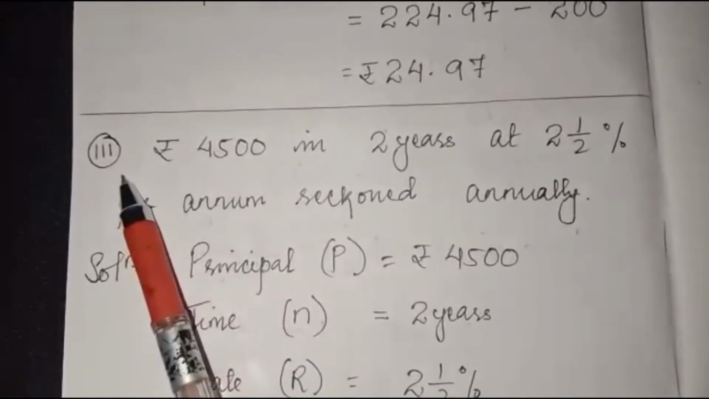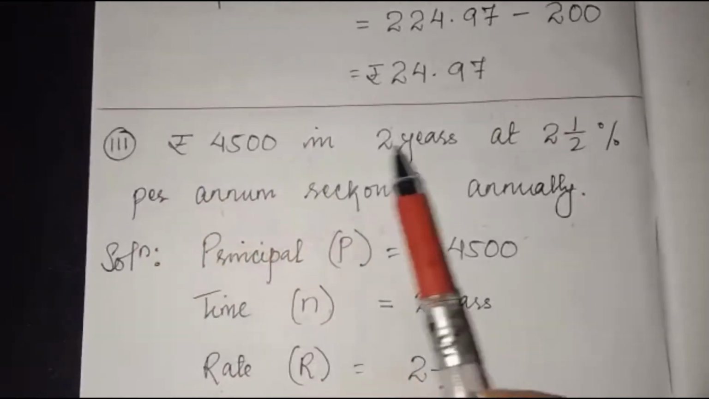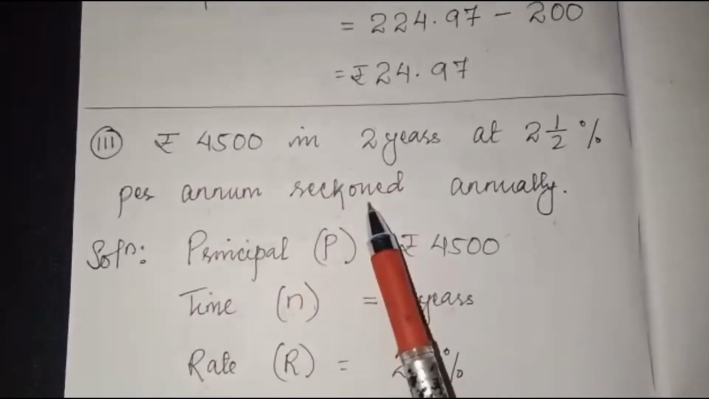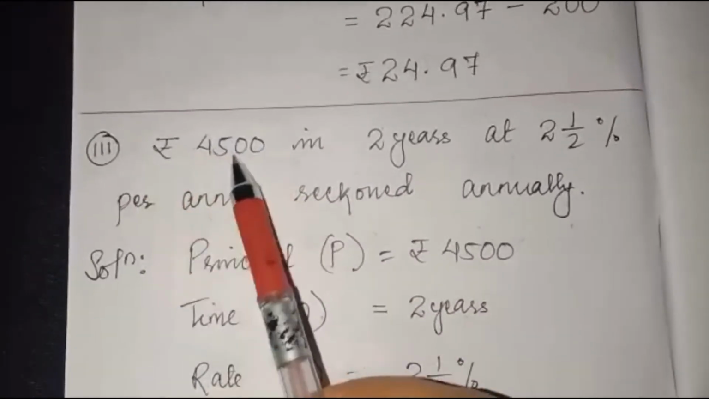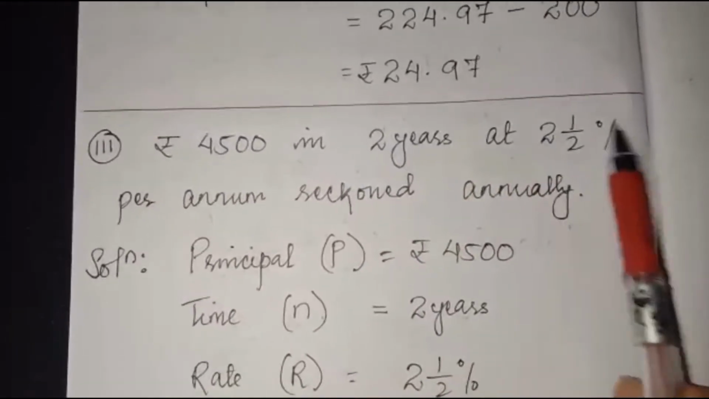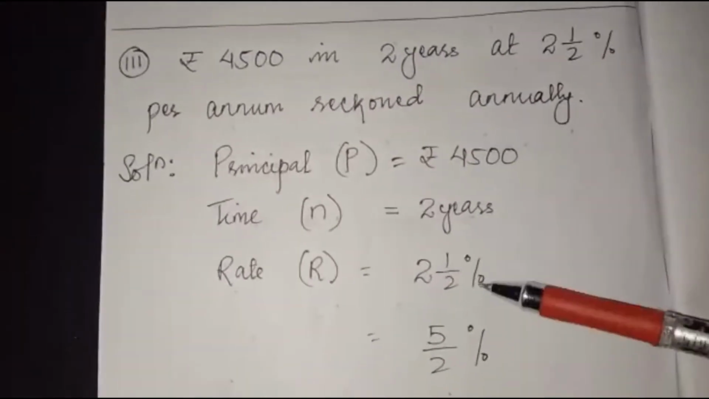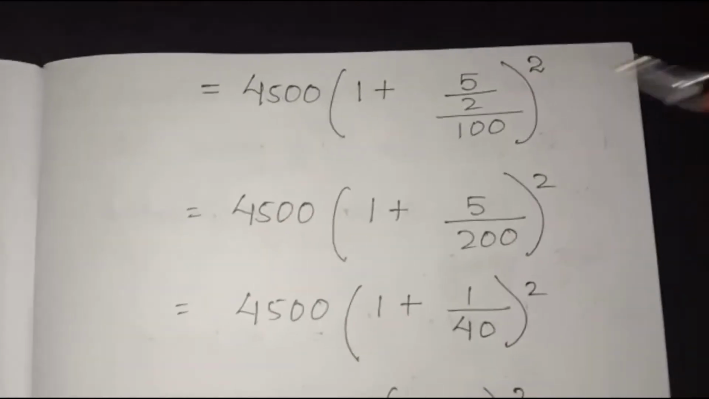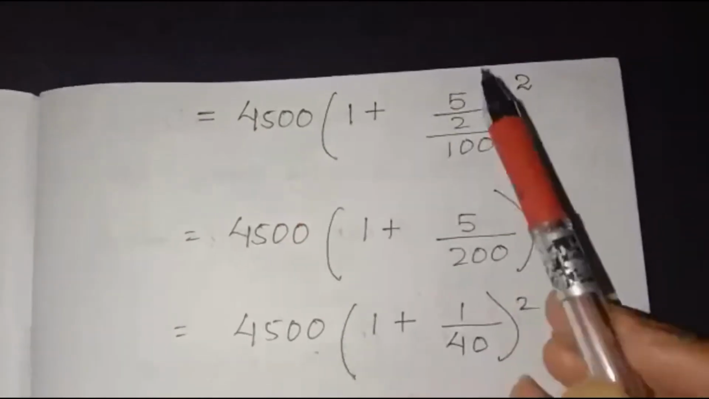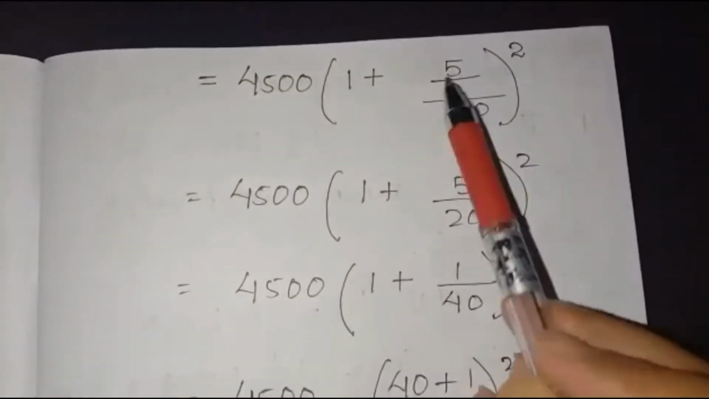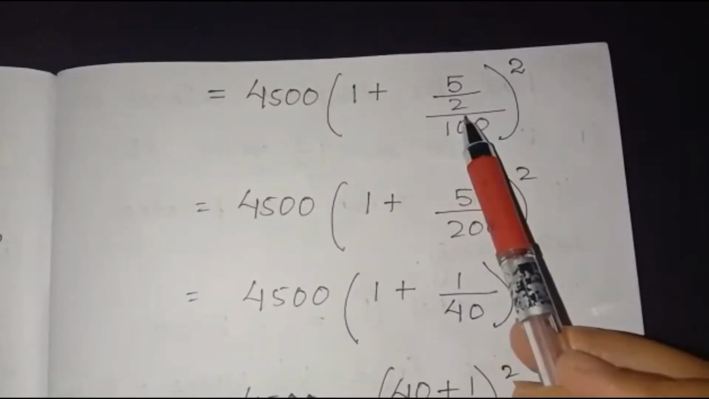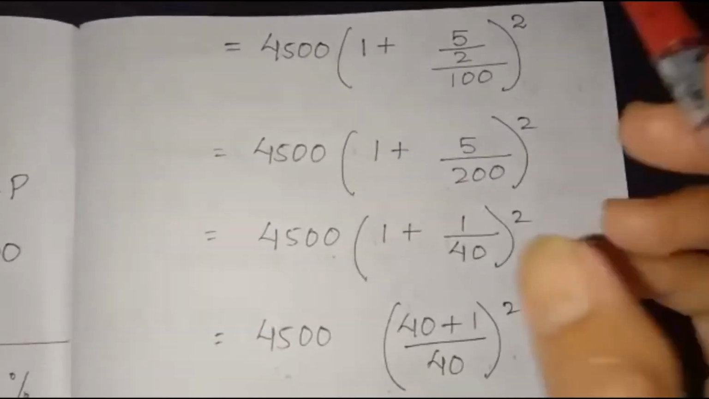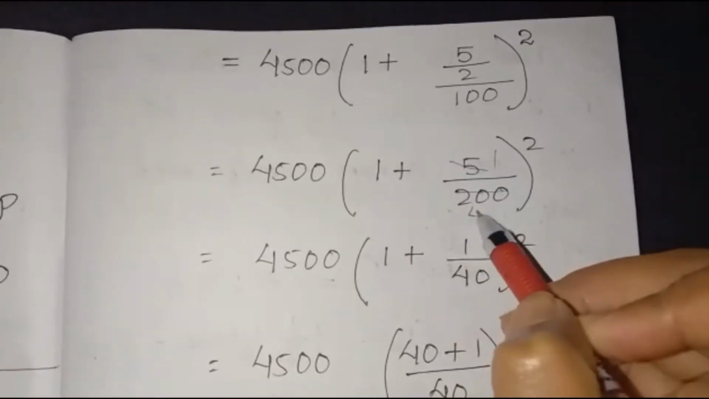Next is question number 3. Rupees 4500 in 2 years at 2.5% per annum reckoned annually. So this is principal, this is time, and this is rate, and annually. So write this. After that, you have to use this formula for annually. Put the values. Value of P is 4500. R is 5 by 2, N is 2. So 5 by 2, this will become reciprocal, 1 by 100. So when you simplify, you'll get 5 by 200.